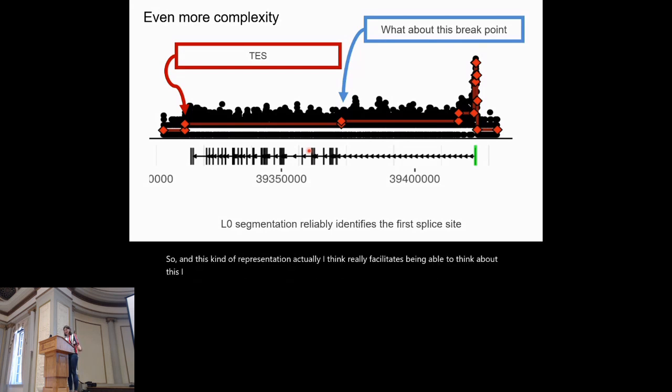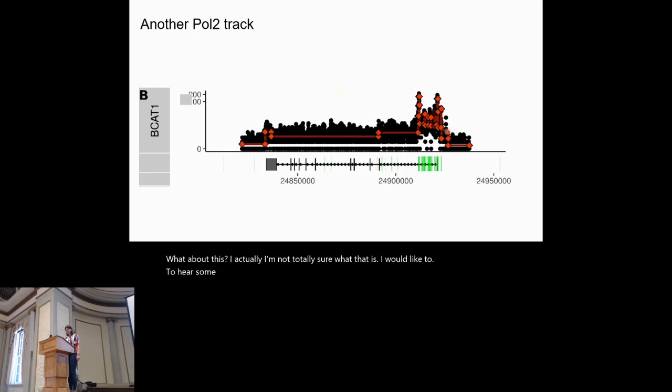This representation really facilitates thinking about this. I encourage you to do this mental experiment where you imagine this red line isn't here and try to find that breakpoint from the black dots. I think it's really quite hard. We're currently thinking quite a bit about this. So I've managed to explain this thing. What about this? I'm not totally sure what that is. I would like to hear some ideas. Just to show another gene, this one has a really complicated TSS pattern, which has to do with where polymerase binds, but has a very nice splice site here for the breakpoint.